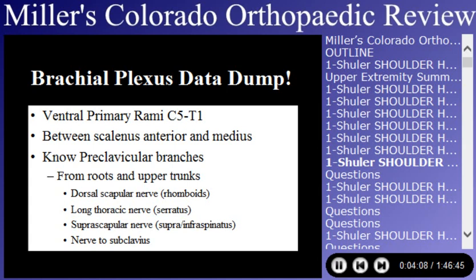Ventral primary rami, C5 to T1, scalenus anterior and medius. Preclavicular nerve branches are the key testable item, okay? There are 4 of them: the dorsal scapular nerve to the rhomboids, the long thoracic nerve to the serratus anterior, the suprascapular nerve to the supra- and infraspinatus, and the nerve to the subclavius.